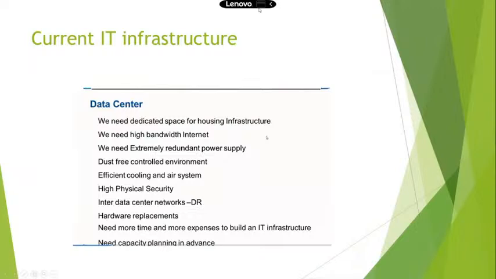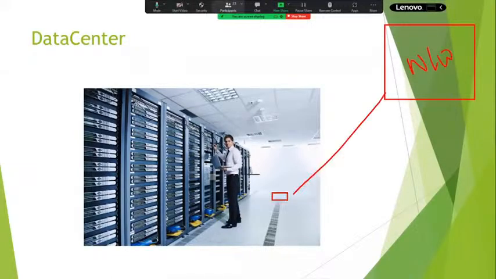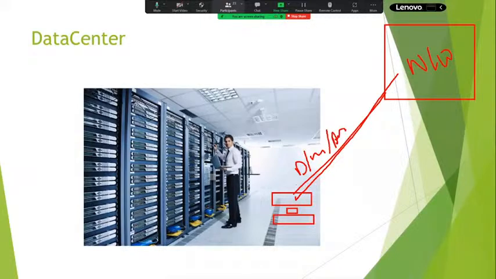High bandwidth internet in the sense, for example, my organization's data center is in New York and I am sitting in Hyderabad. To access the data, application information or database, we need high bandwidth internet. That is another cost, right?